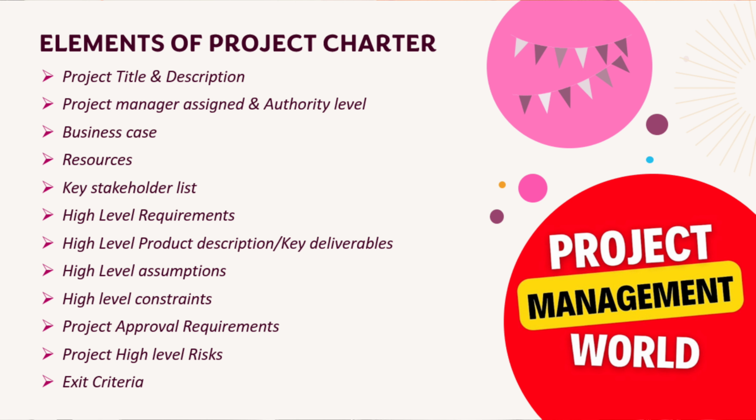Those should be listed here, and then we should also add the high level assumptions. What are the assumptions we are taking as of now? And then the high level constraints: what are the constraints you see in completing this project? And then project approval requirements. Here are the project high level risks, the risks which we know as of date. And the exit criteria: how we can exit from this project, whether we are completing it or the project is getting cancelled, whatever the reason, the exit criteria should be mentioned there. So all these are the elements of a project charter.